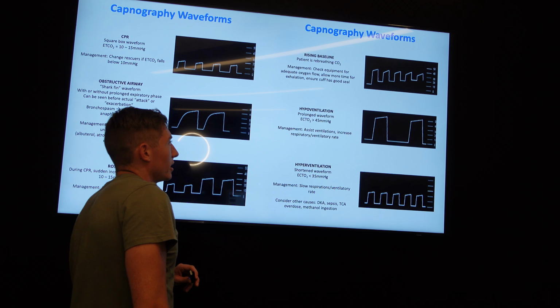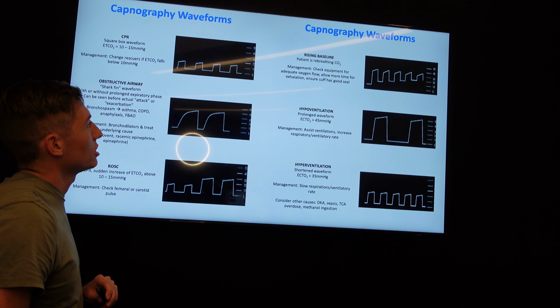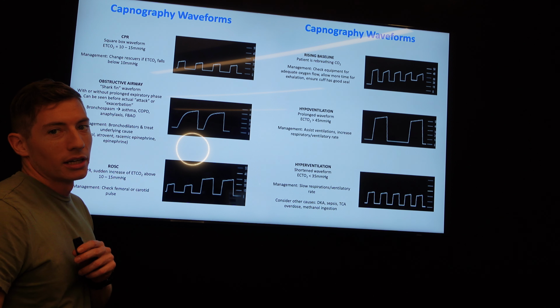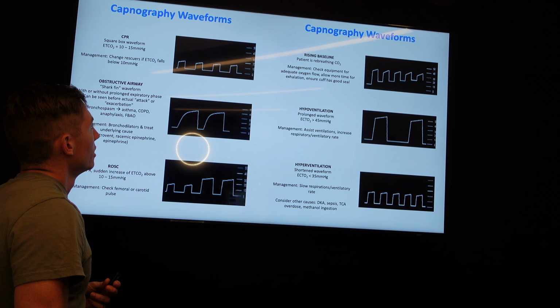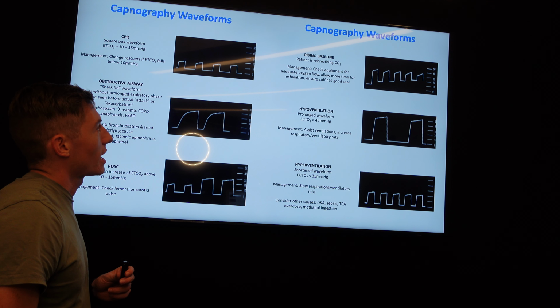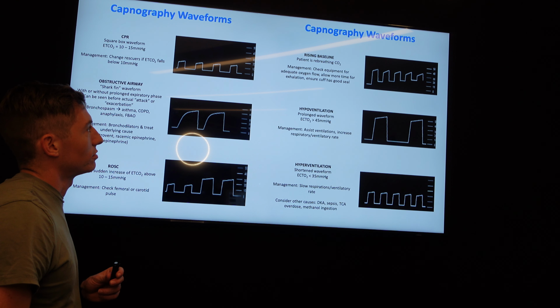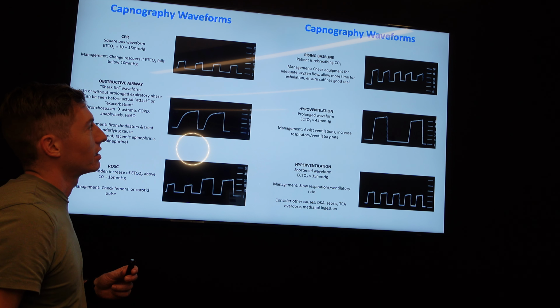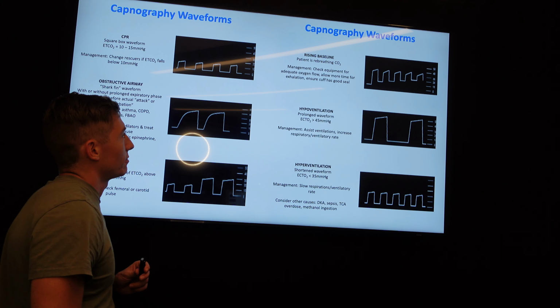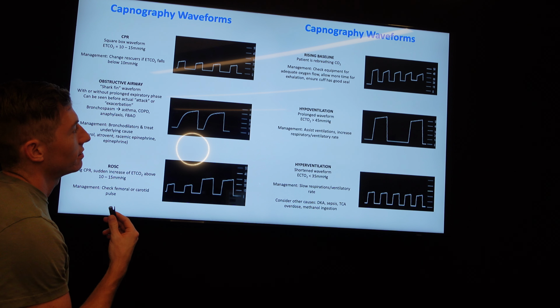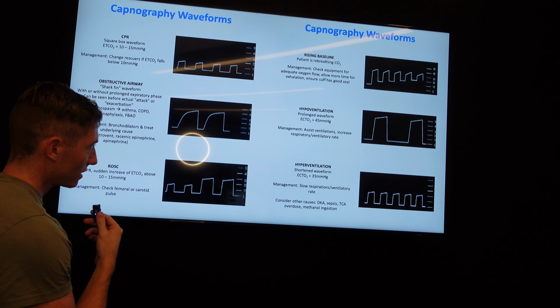Looking at a rising baseline, the patient is rebreathing CO2. It's not exiting the system. Management: we want to check equipment for adequate oxygen flow. If we have a bag valve mask or something else, allow enough time for exhalation. We want to ensure that the cuff itself has a good seal.